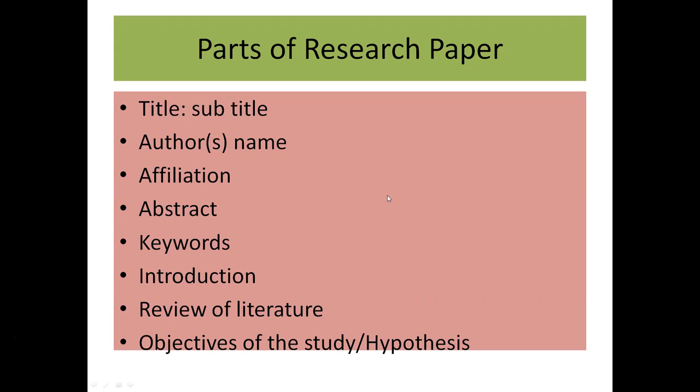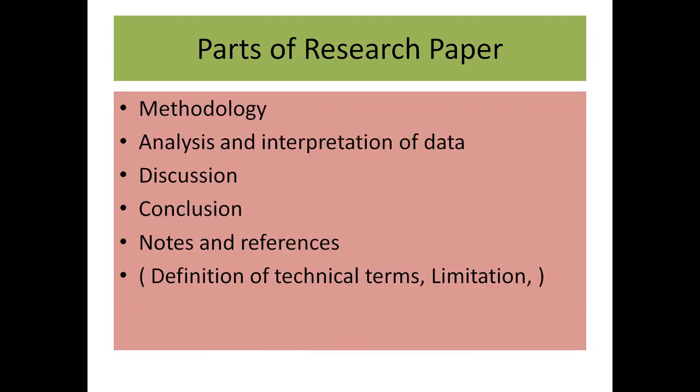Then affiliation and abstract. I told earlier that the abstract must clearly define what you got. What is the method, obviously in a nutshell, in one or two sentences, and what are the findings? Keywords, I told, many a time called descriptors. Then introduction, review of literature, objective of the study, methodology, analysis, interpretation, discussion, conclusion, notes and references, definition of technical terms. Many a time in scientific research, definition of technical terms is required.